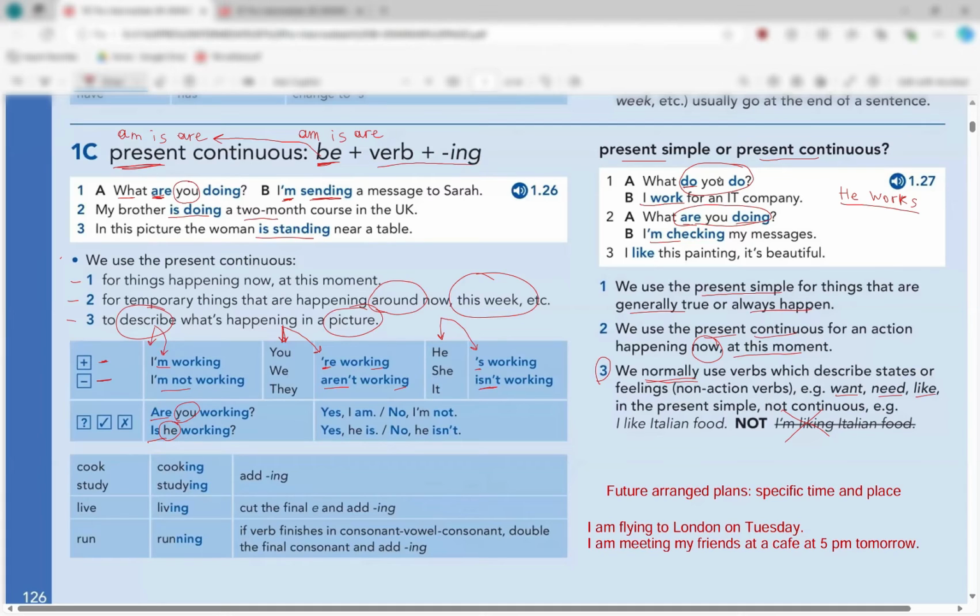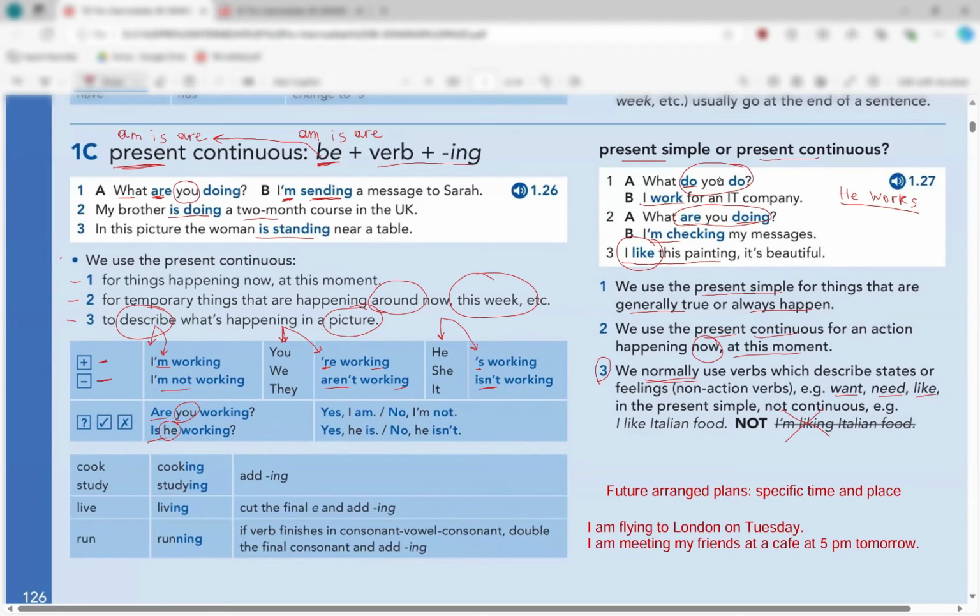So, I like this painting. When you try to understand, this is happening now. I'm before the painting, and I'm saying I like this painting. It's happening now, but I use present simple. I'm not saying I am liking. It doesn't sound well, guys. So, I like this painting. It's beautiful. And that's it.